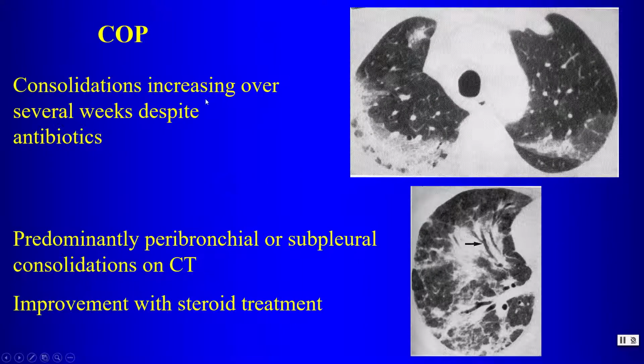So what happens is that the consolidations may increase or remain the same despite treatment with antibiotics. And if we notice on CT that there's a peripheral or peribronchiolar distribution of opacities, we may suggest cryptogenic organizing pneumonia, the patient is treated with steroids and gets better.